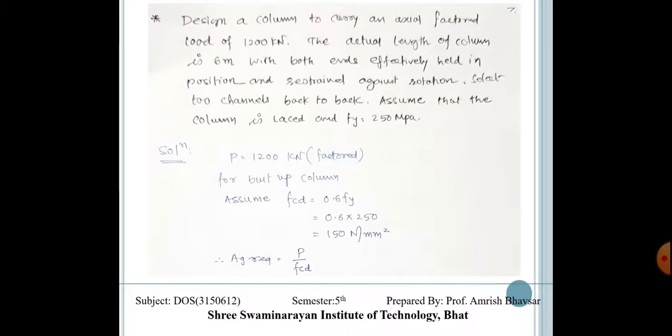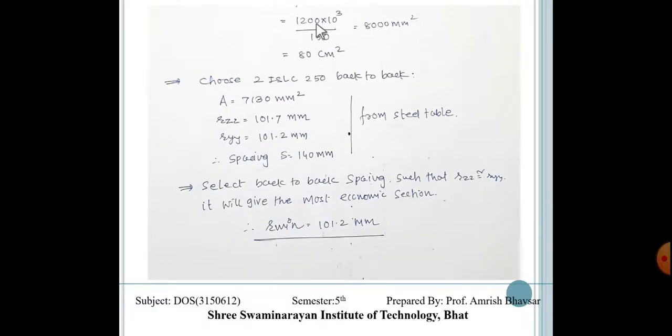It is calculated as per the IS code, but the criteria for choosing that section is a little bit different. So let's say first P that they have given, that is 1200 for a built up column. FCD is equal to 0.6 into Fy, that we know. So required area for this FCD 150 is 1200 into 10 raised to 3 divided by 150. So 80 centimeter square area required.